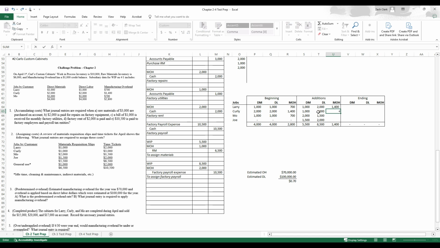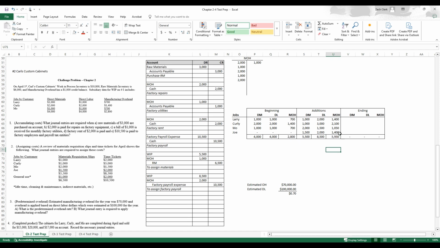Same thing here, direct labor during the month times the rate gives us 2,100. Direct labor times the rate for each job, and then the sum. Oh, my sum isn't working right. That's good. Make sure that's all picked up. Okay, so 5,950 of assigned overhead.